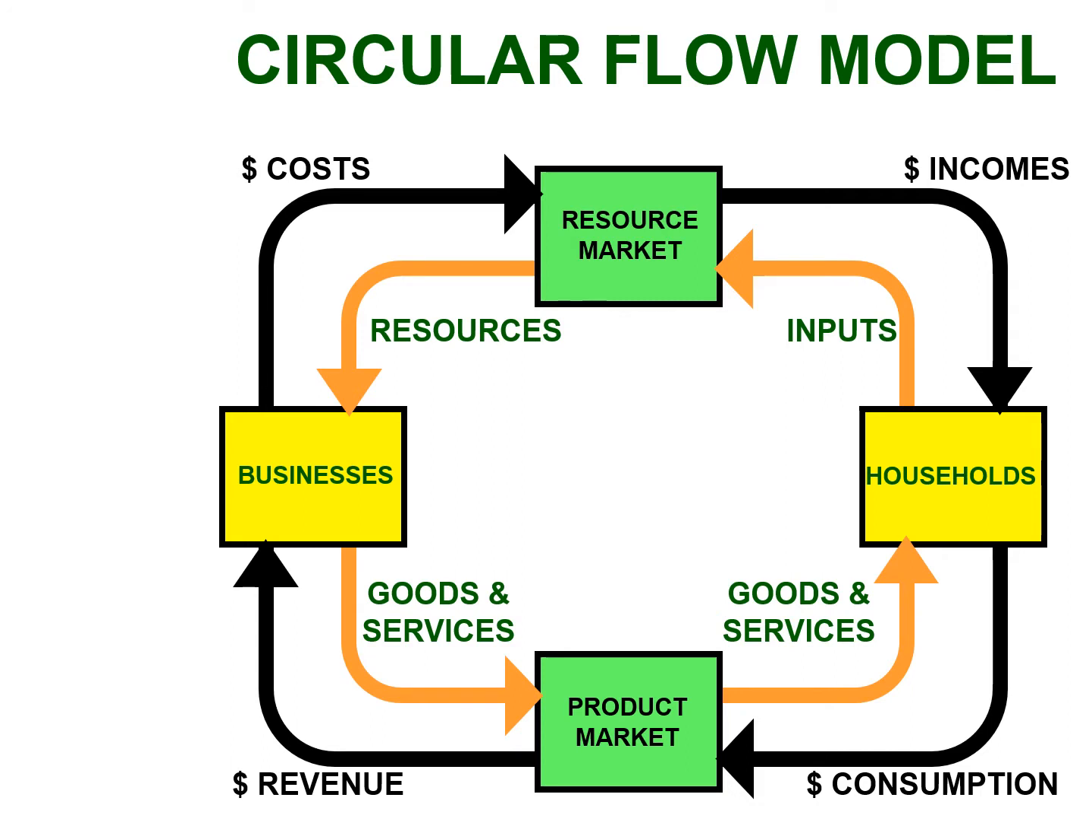There are two market participants. On the left-hand side, you have businesses, and on the right-hand side, you have households. Supply and demand, market forces determine price and equilibrium price and quantity in markets. In the resource market, businesses are the buyers, the demand side of the market. Households are the sellers, the supply side of the market. In the product market, the situation reverses. Businesses become the sellers of products and services. Households become the buyers.